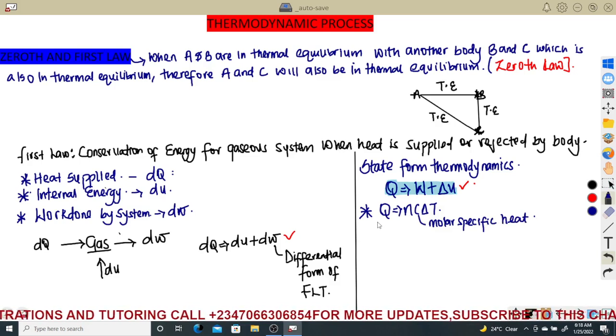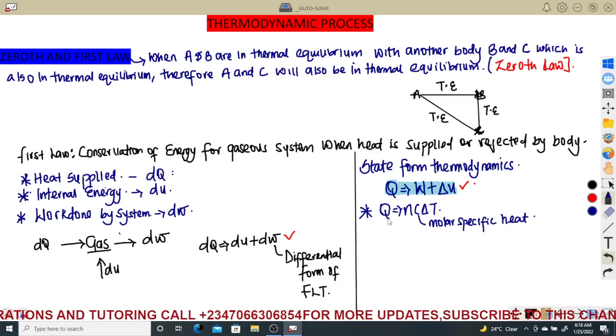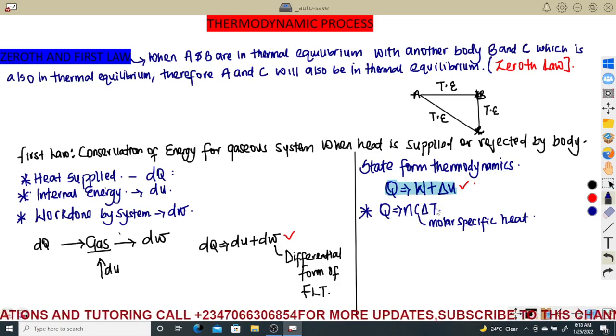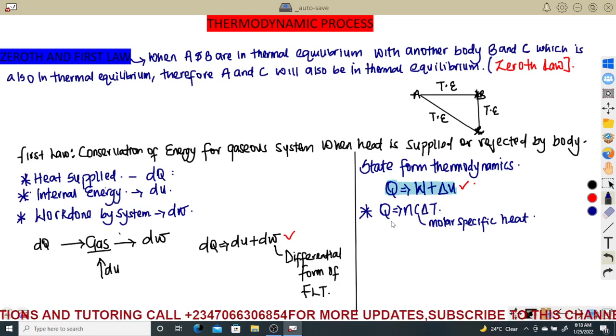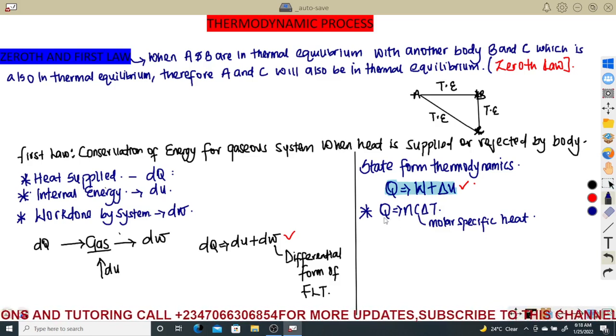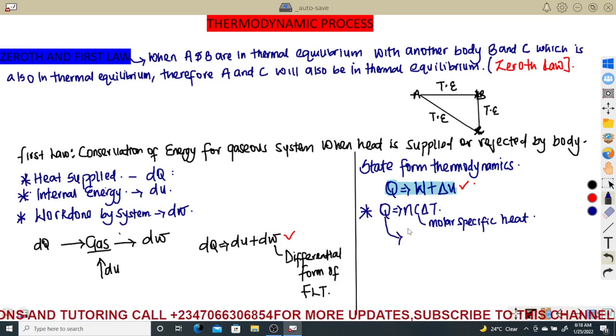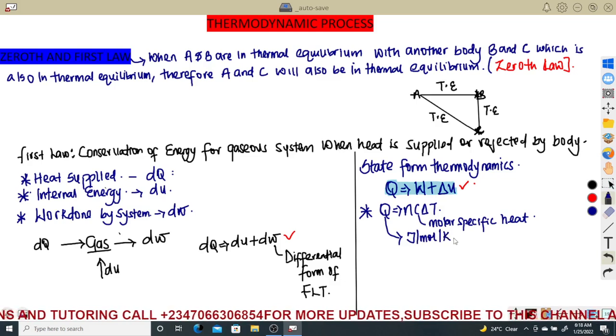So the quantity of heat required, supplied or rejected by a body is given as nCΔT. Remember mcθ in your calorimetry. Keep this in mind because it's very important. This quantity is measured in joules per mole per Kelvin, which is also very important.